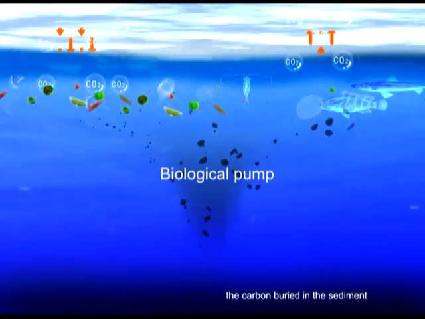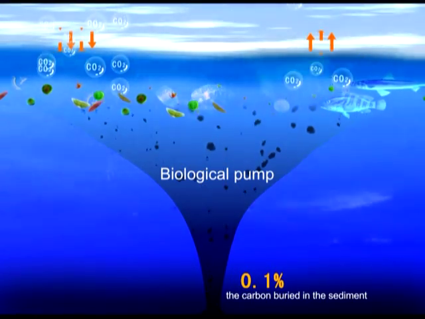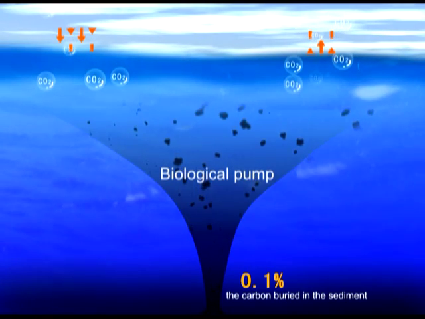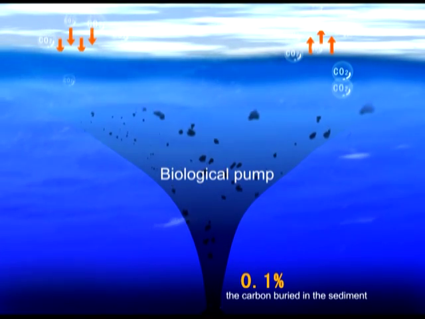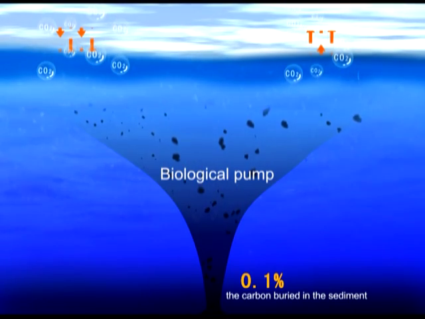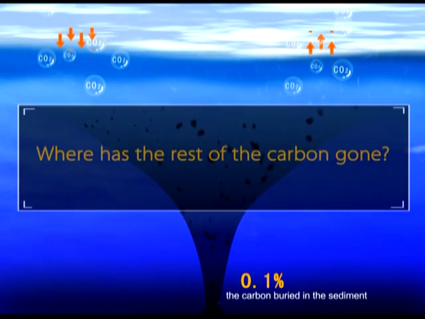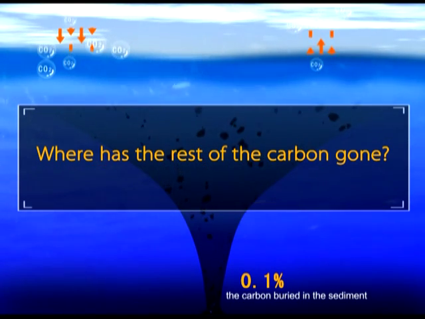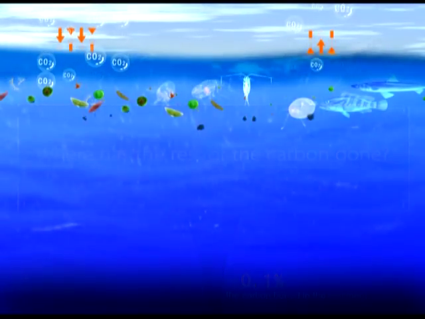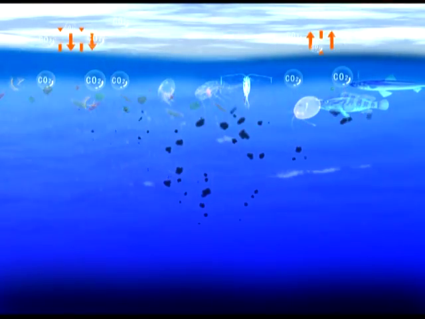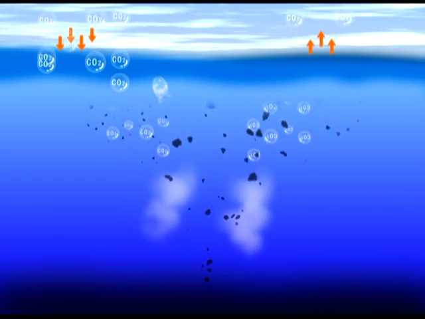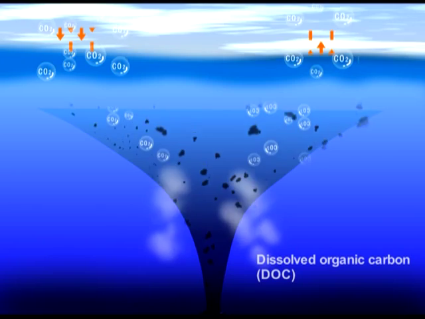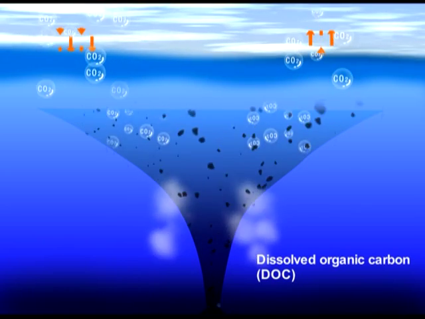The known biological mechanism for carbon sequestration is the biological pump, based on a sinking process. However, the amount of particulate organic carbon sinking to the seabed only accounts for 0.1% of that fixed in the ocean's surface. Then, where has the rest of the carbon gone? As a matter of fact, the majority of the organic carbon is transformed to carbon dioxide by respiration, and then returned to the atmosphere.